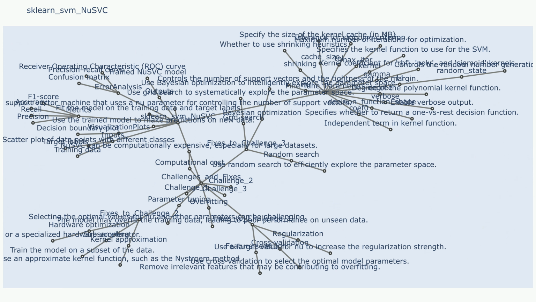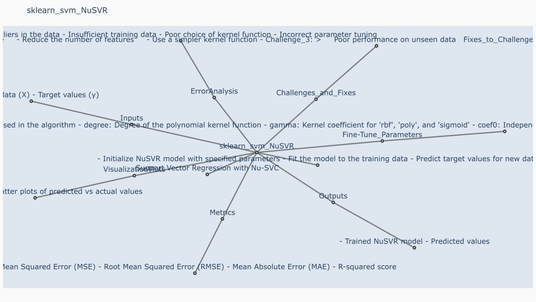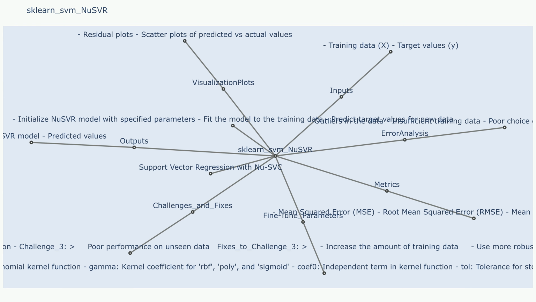sklearn SVM NuSVR. Description: Nu Support Vector Regression, NuSVR, is a type of support vector machine, SVM, specifically designed for regression problems. It's a powerful algorithm used for predicting continuous target variables.